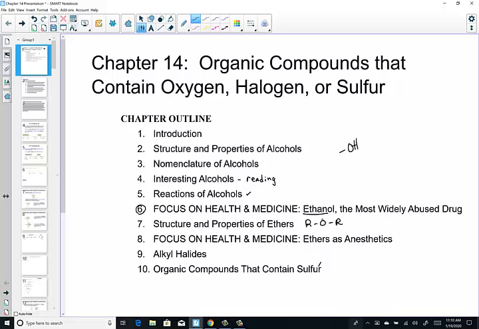Then we'll introduce a second type of functional group that contains oxygen. We've learned it is called an ether, ROR. You'll have an opportunity to focus on ethers and anesthetics in the focus on health and medicine of section 8, again a reading topic. Section 9 talks about the alkyl halides, and when you think of those, that's group 7A, those halogens that could be part of the hydrocarbon chain. And finally, we introduce the element sulfur and that functional group that is very similar to alcohols, the OH functional group, but the thiols are the SH functional group.